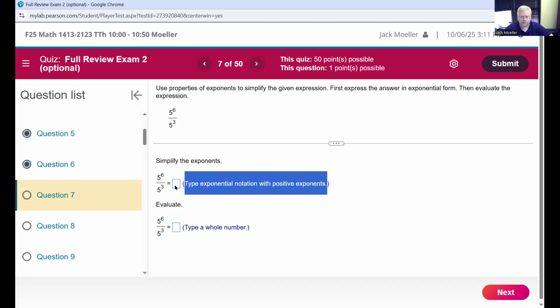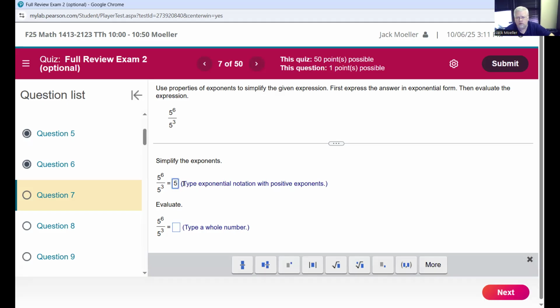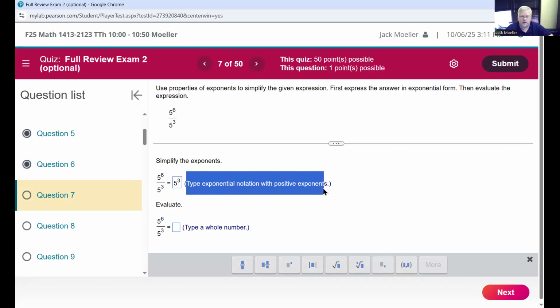an exponent. So I have a base divided by a base. So what do you do with the exponents? Well, that rule is you subtract the exponents. So we're doing 6 minus 3, which is 3. So that would give us 5 to the third power. Okay. Now, don't put that in your calculator when it says type exponential notation, because we need the base of 5, we need the exponent of 3.